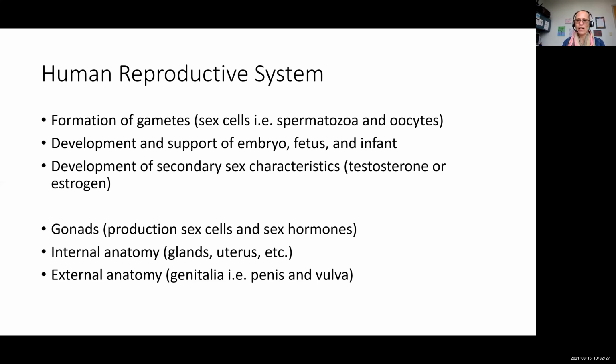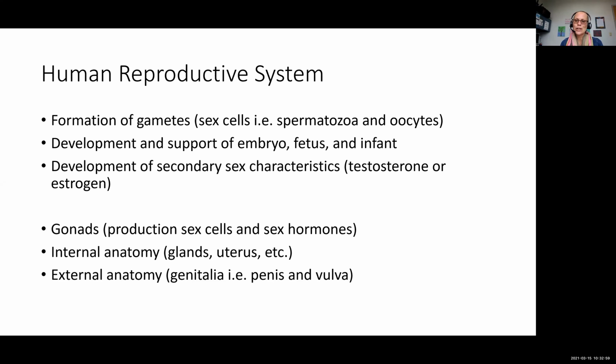As we talk about the human reproductive system, we have three important functions for this body system. Number one would be the production of special types of cells that we refer to as gametes. You should have heard about these cells in your Biology 1 course. So your gametes can either be sperm or spermatozoa, or egg cells or oocytes. And these are your haploid cells that come together to form the next generation.